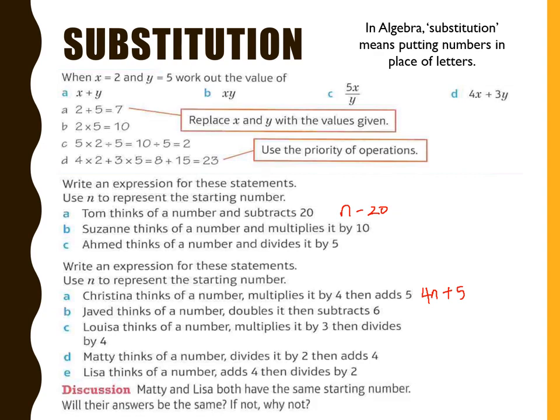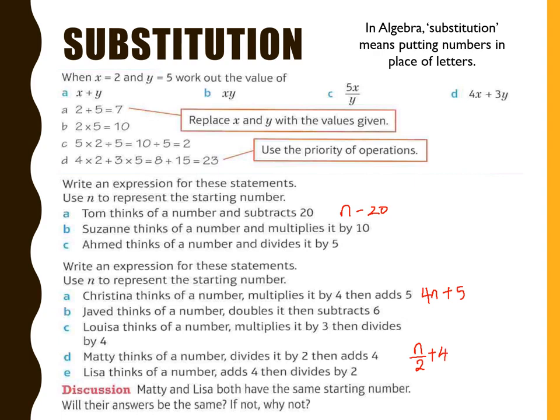Matti and Lisa, so this is Matti, he thinks of a number, divides it by 2, then adds 4. Lisa thinks of a number, adds 4, then divides it by 2. Will their answer be the same? If not, why not? Okay? So with these kind of questions, I usually tell my students to do this. So Matti thinks of a number, divides it by 2, then adds 4. So I have a number, I divide it by 2, and then add 4.